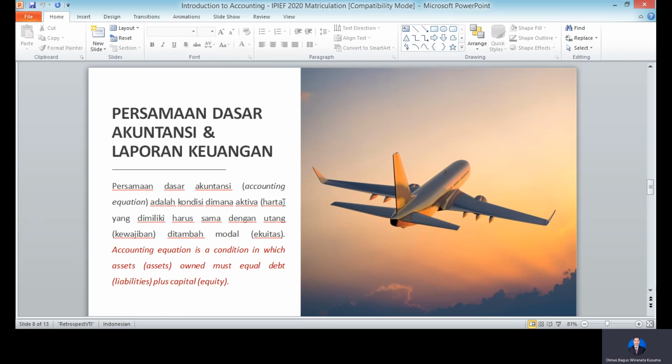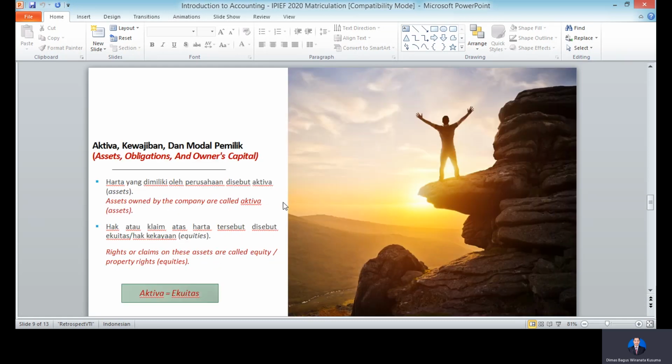And when we talk about accounting, of course, we should also learn about the accounting equation and financial reports. The accounting equation is a condition in which assets owned must be equal to the debt, liabilities, plus capital, equity. If you recall what you learned before at senior high school, the assets on the left-hand side of the balance sheet must be equal to the liabilities or debt plus the capital or equities. This is the common equation that every accountant must understand and try to match when they set up the reports.